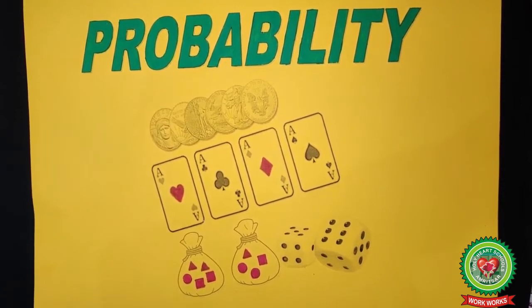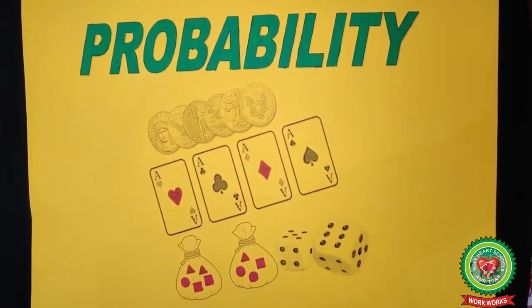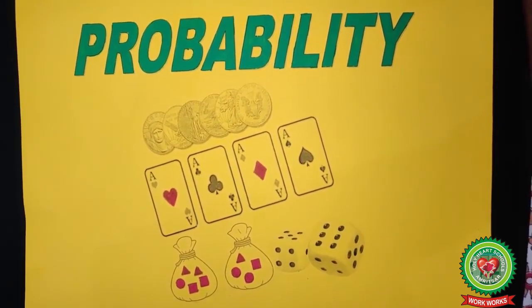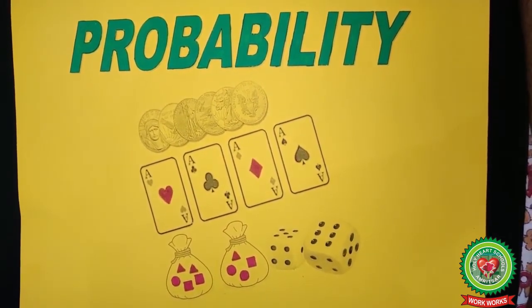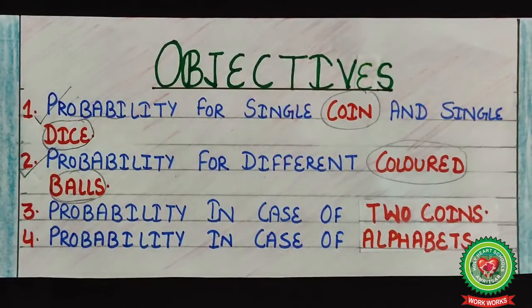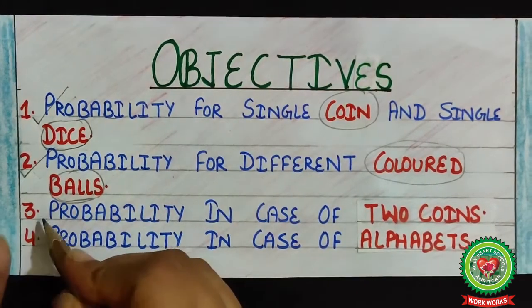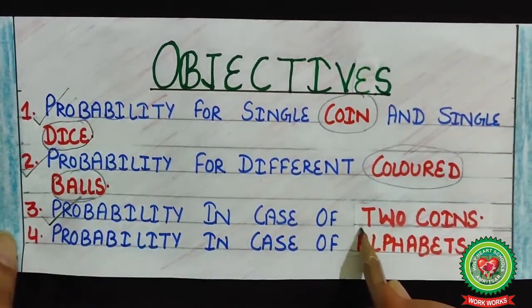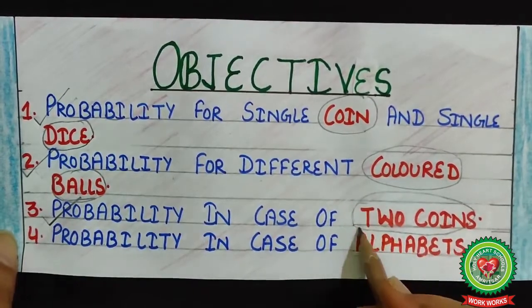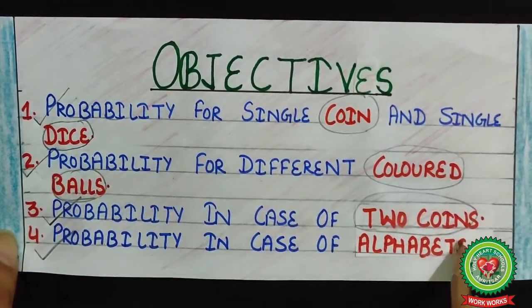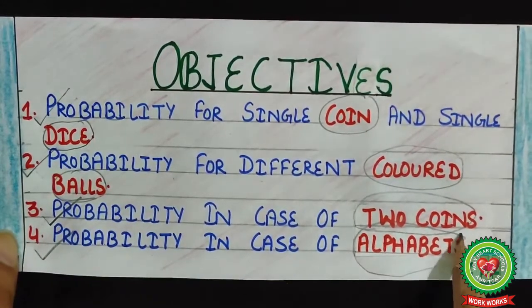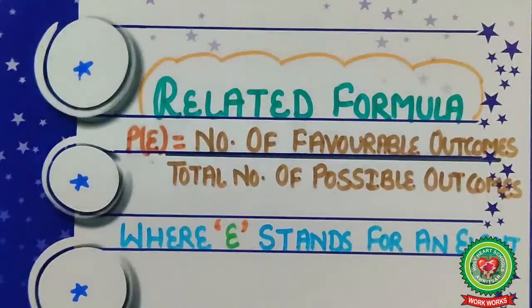Today, we are going to discuss the further types of the topic probability, which deals with the study of chances. Firstly, let's have a look at the remaining objectives. Objective number 3 is probability in case of two coins. Objective number 4 is probability in case of alphabets.